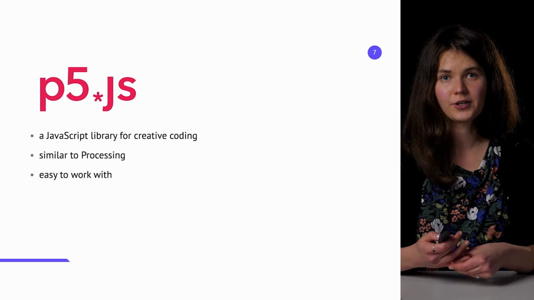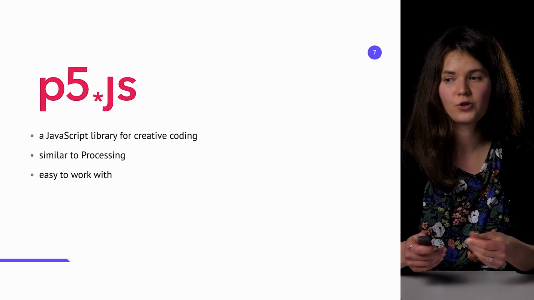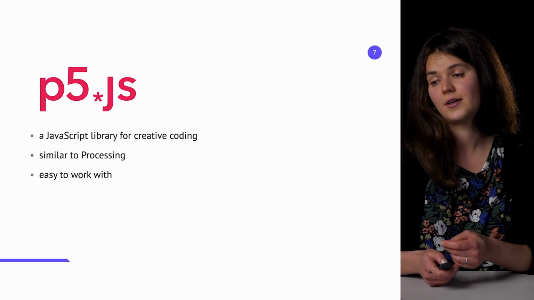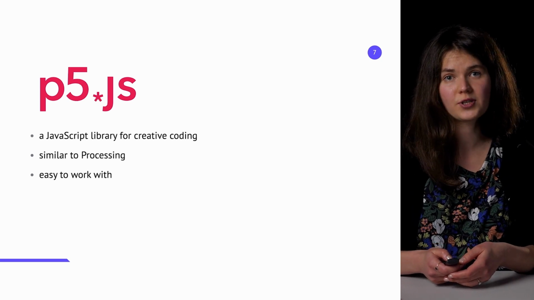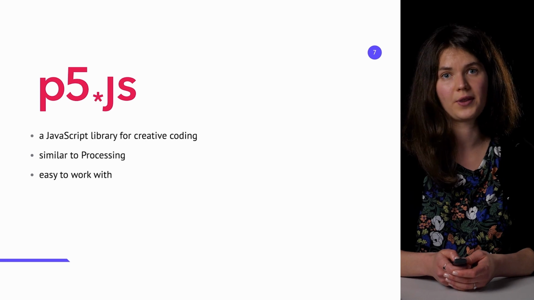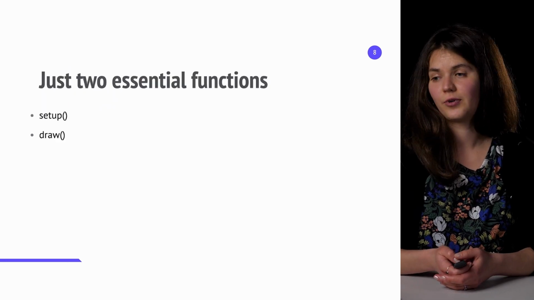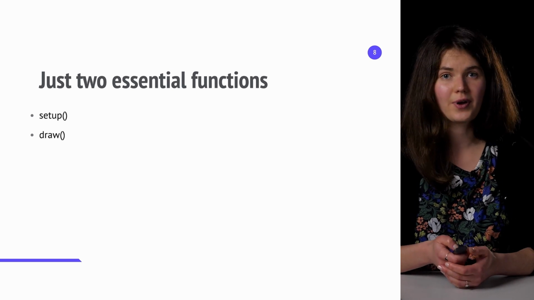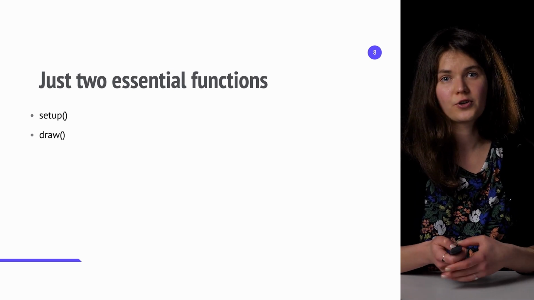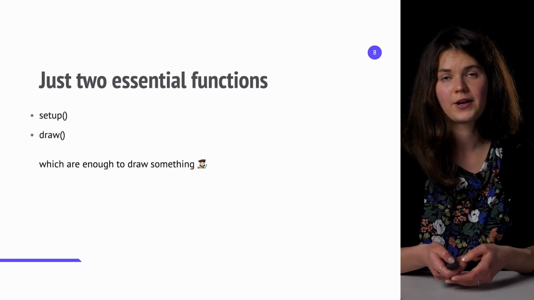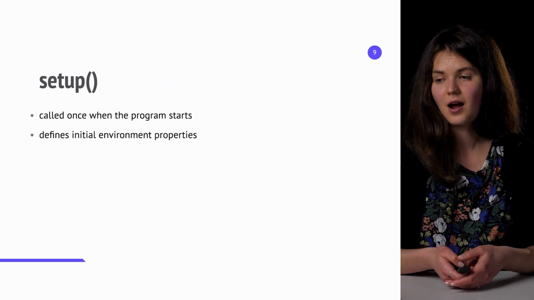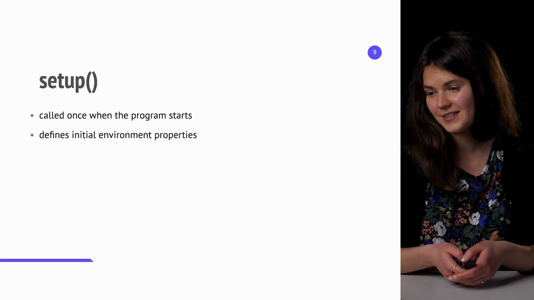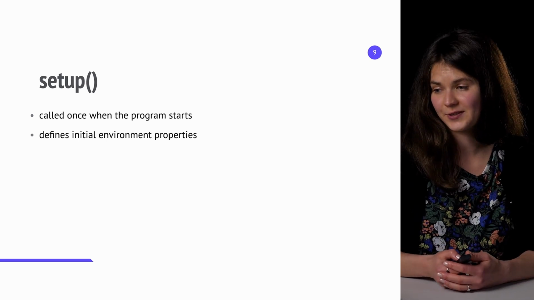To draw the character, we use p5.js, which is a JavaScript library for creative coding, and it is similar to Processing and quite easy to work with. In p5, there are just two essential functions. They are setup and draw. And these functions are pretty much enough to make things work. Setup is called once when the program starts, and it defines initial environment properties.